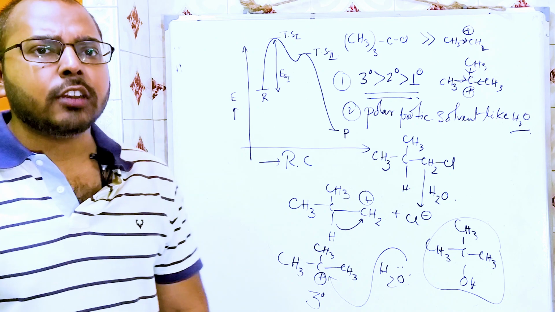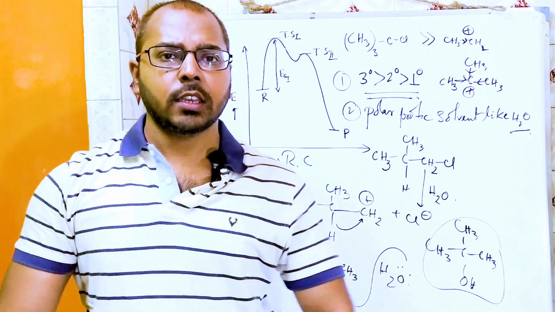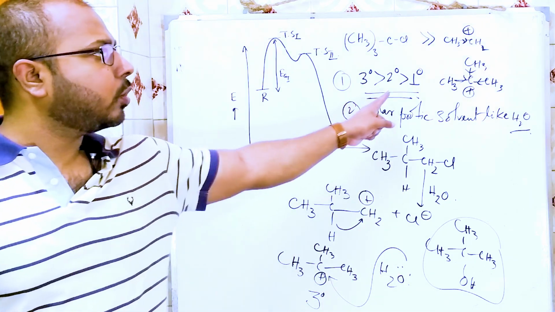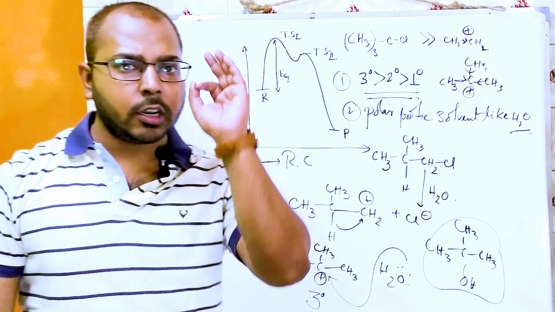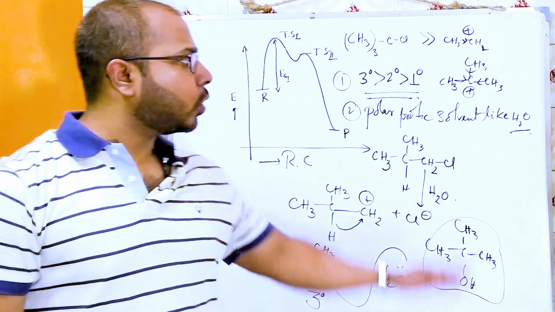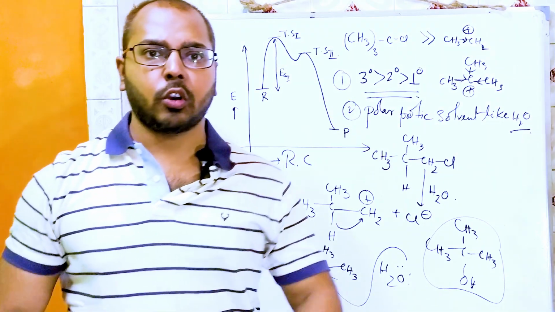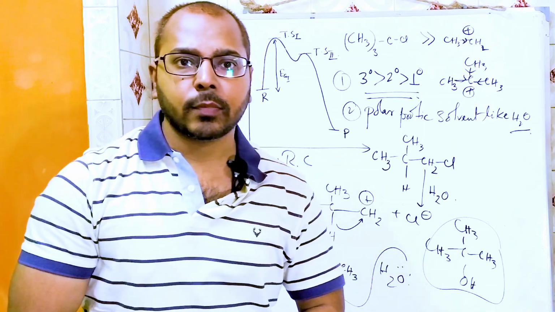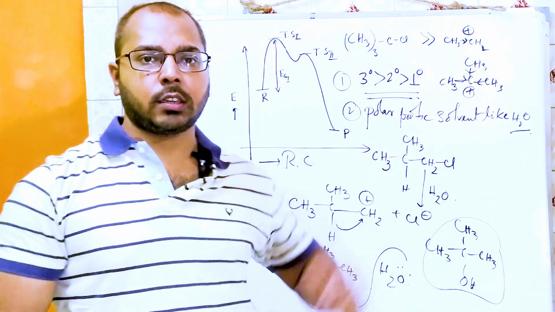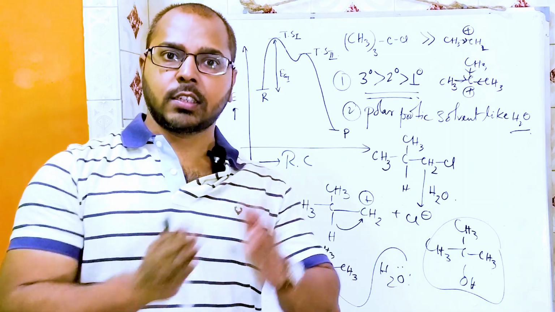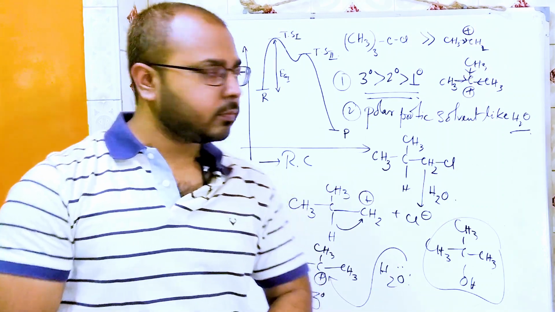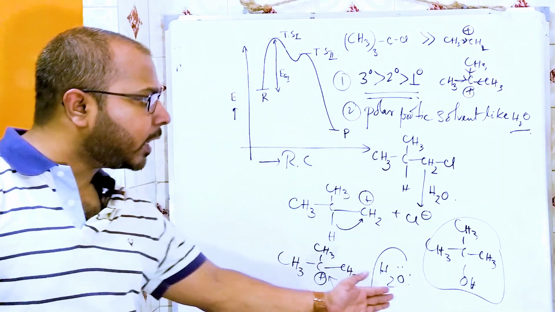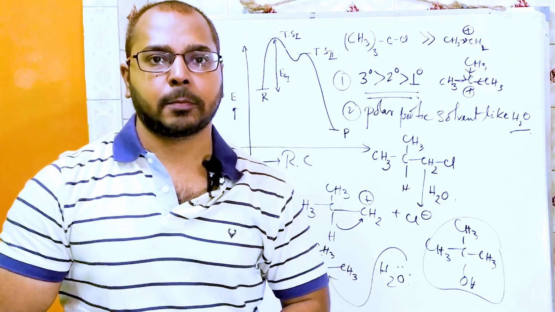So what are the salient features of SN1? We have seen 3 degree greater than 2 degree greater than 1 degree, that is the stability of carbocation order. So rate of SN1 also will be like that. Polar protic solvent like H2O favors SN1, and rearrangement may take place.